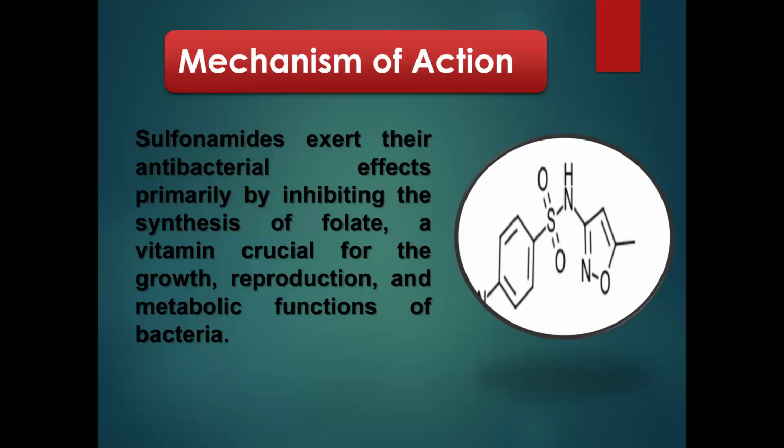Summarizing the mechanism of action of sulfonamides: 1, it competes. 2, sulfonamides inhibit the conversion of para-aminobenzoic acid, PABA, to folate because it blocks the production of nucleotides necessary for the DNA and RNA synthesis.